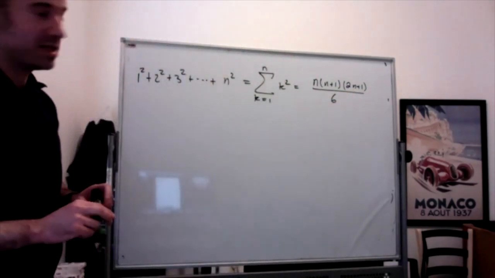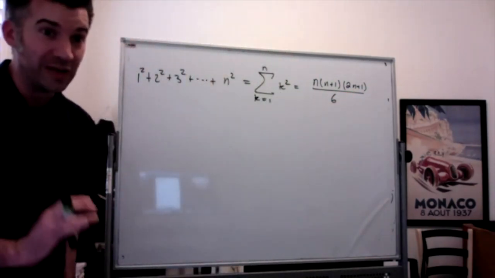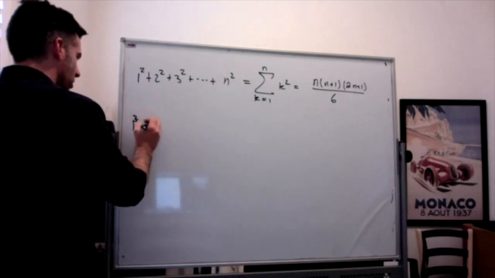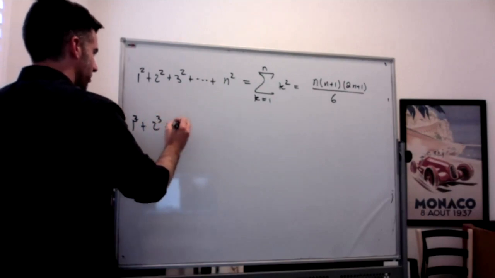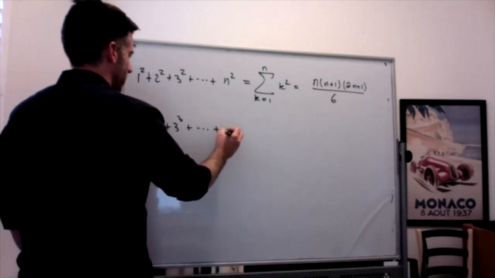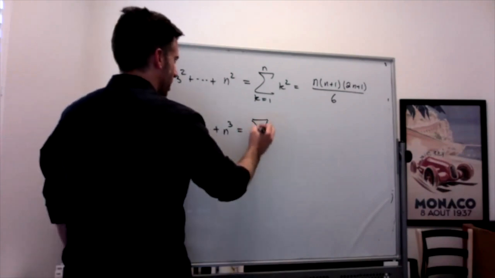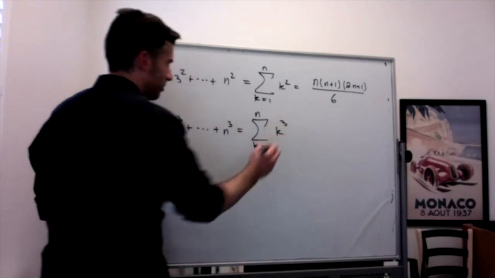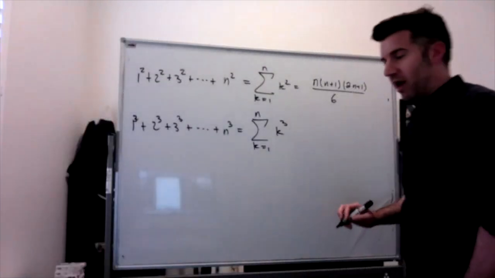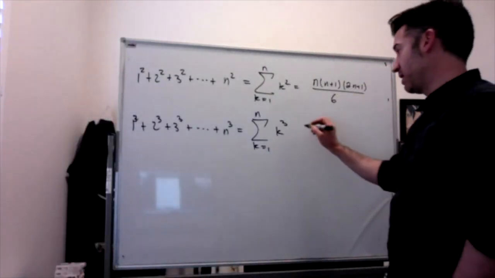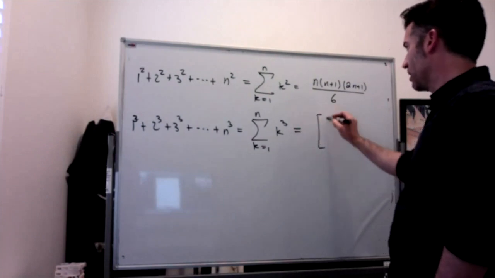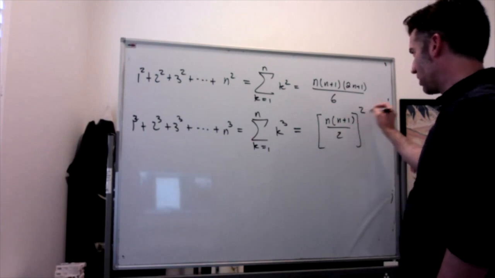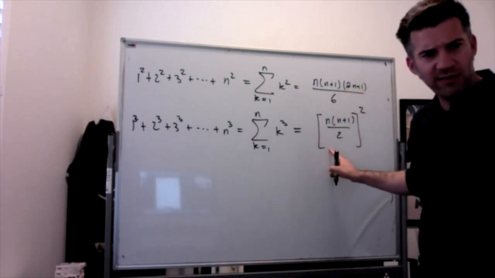And then the sum of the first cubes, there's something really cool about this. 1 cubed plus 2 cubed plus 3 cubed plus all the way to n cubed, which is the sum from k equals 1 to n of k cubed. Check this out. It's n times n plus 1 over 2, quantity squared. Hey, look, that's a familiar formula.